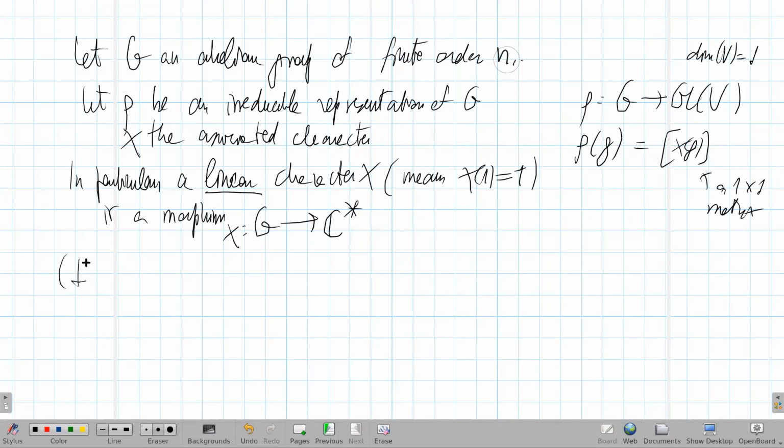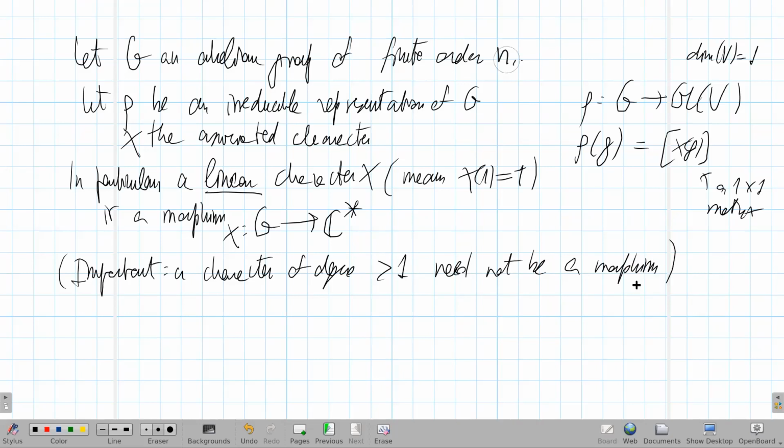But important: a character of degree greater than 1 need not be a morphism, it may be by accident. We'll probably have an example of this later. So linear characters of degree 1, remember this is called the degree, are morphisms because you just take the brackets from around the representation. But characters of degree greater than 1 need not be morphisms. We will probably see it when we get to S3, if I remember, or you remind me when I get there. Okay, good.